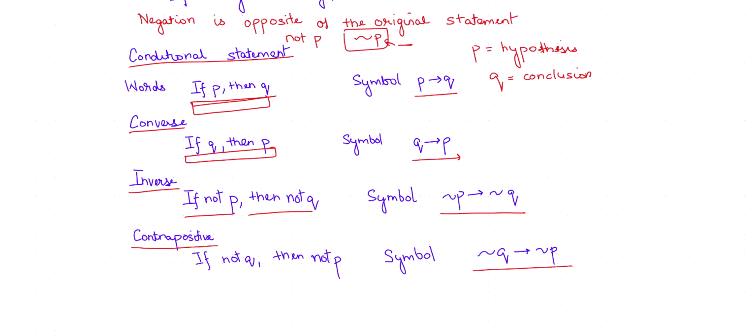Another thing is that a conditional statement and its contrapositive are either both true or both false. In the same way, the converse and inverse are either both true or both false. And when statements are both true or both false, then they are known as equivalent statements.